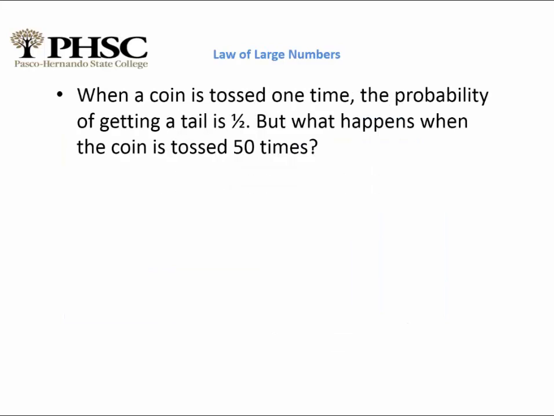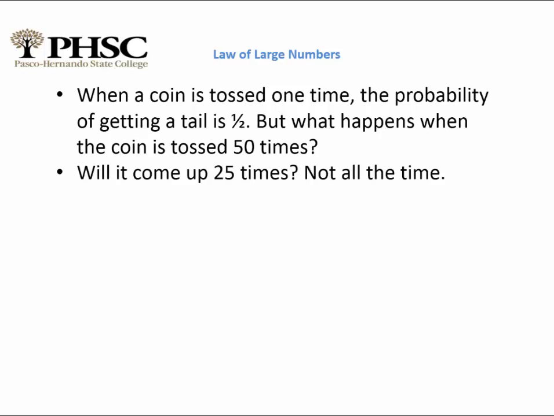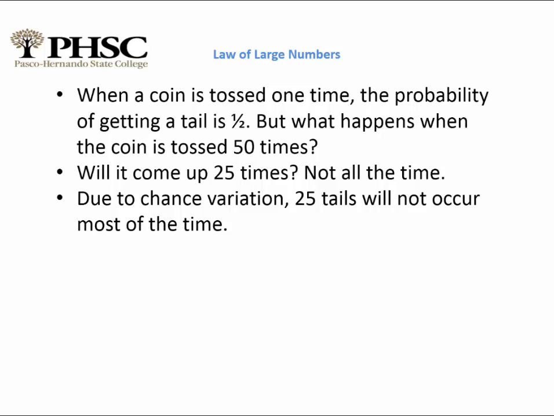Okay, let's talk about the law of large numbers. When a coin is tossed one time, the probability of getting a tail is 1/2. But what happens when we toss the coin 50 times? Will it come up 25 times? Well, not all of the time. This is what we call chance variation. So 25 tails will not occur most of the time.